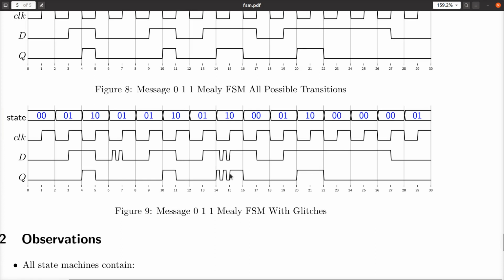In a Moore machine, that would never happen. Why? Because it doesn't report that it has seen a message until way over here. Any glitches that take place would have taken place in the past, and Q would not have glitched during those cases because in a Moore machine, Q is solely expressed in terms of the current state number. And the state can't glitch because the state is only updated on the falling edge of a clock.